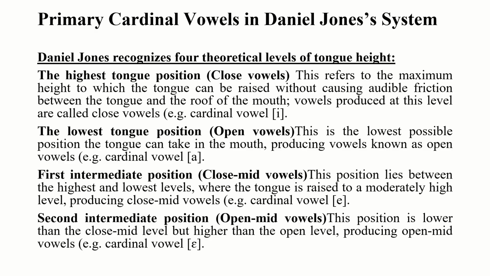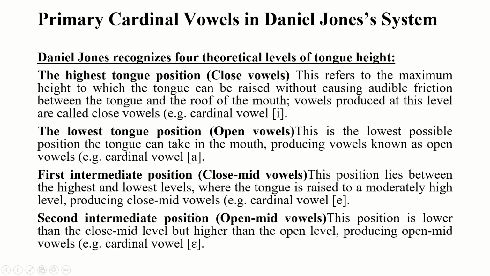And the next one is open mid vowels, the second intermediate position. One is the first intermediate position and the next is the second intermediate. The highest position of the tongue, then the lowest position of the tongue, then the first intermediate position, then the second intermediate position. Both the first and second intermediate positions fall between the highest and lowest tongue positions. The first intermediate position is near the highest tongue position, and the second intermediate position is near to what? The lowest tongue position.